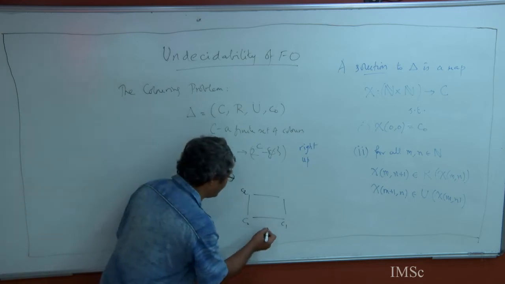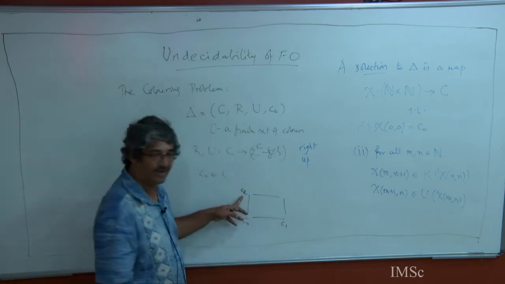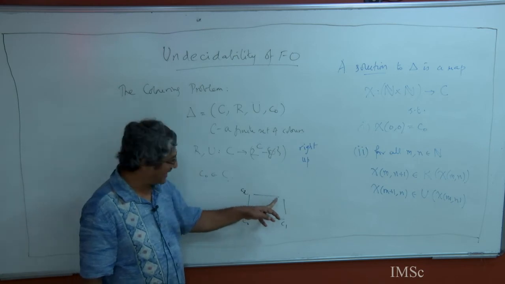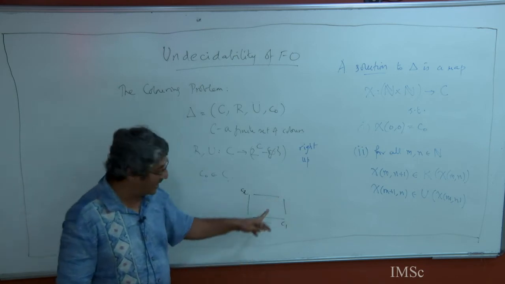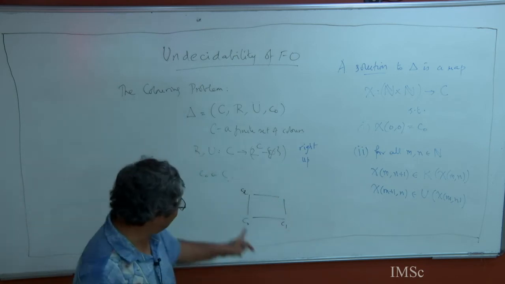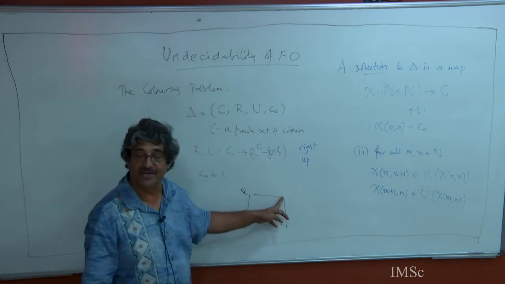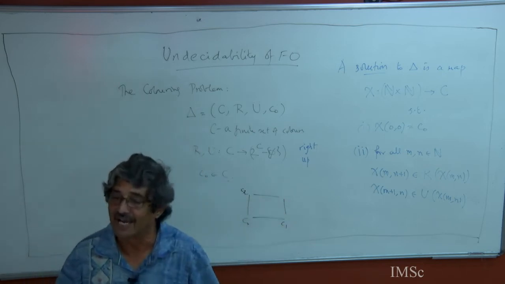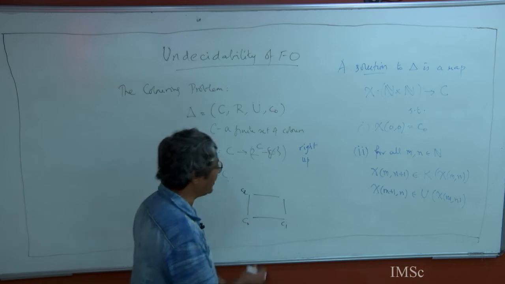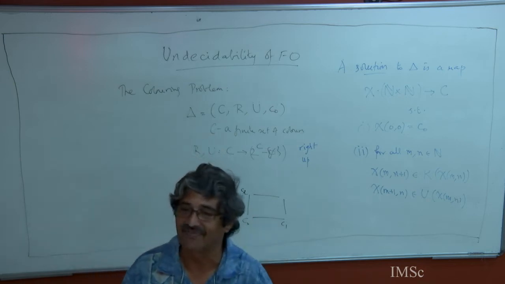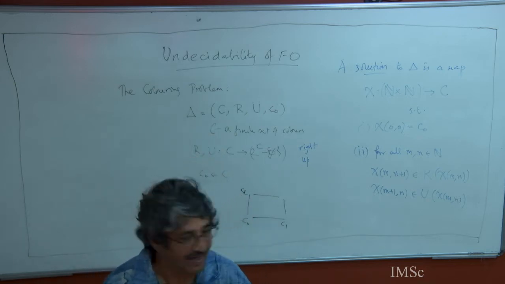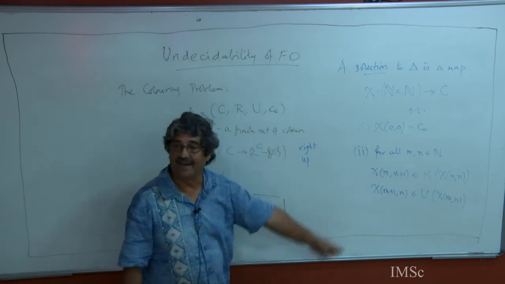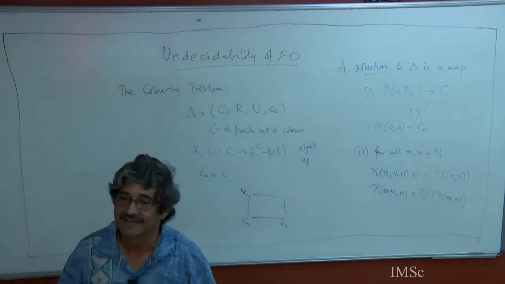So this should belong to the right of C0 and this should belong to the U of C0. And once I do that, the intersection from the right of C2 and U of C1 should be non-empty. Then you pick one of them and you keep on doing this, in a consistent fashion, in such a way that you get a coloring of the entire n cross n. This is the idea.